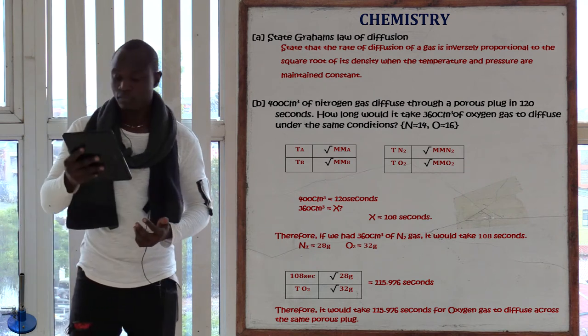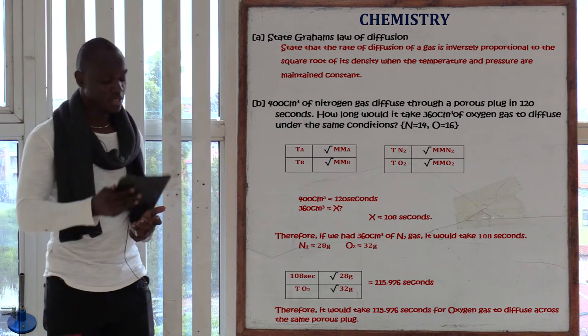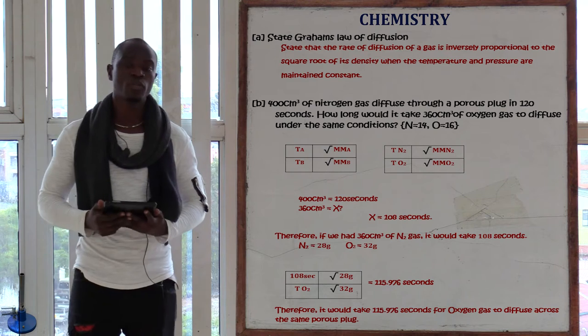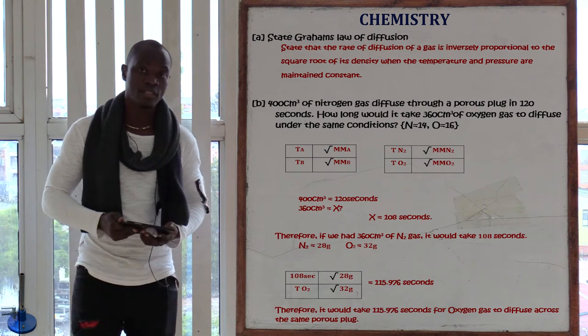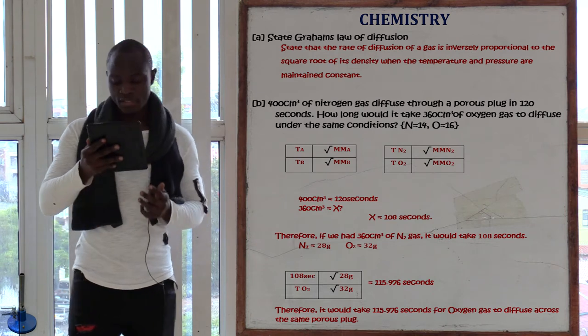So that is what Graham's law of diffusion states. It states that the rate of diffusion of any given gas is inversely proportional to the square root of its own density if the pressure and the temperature are maintained constant.